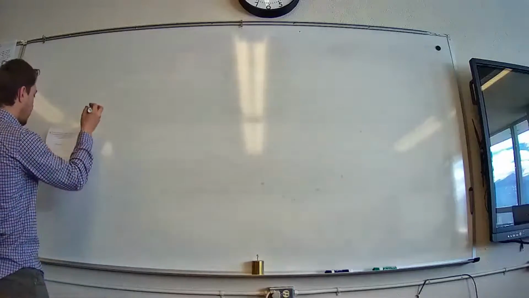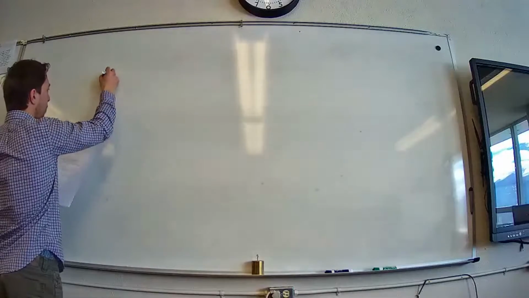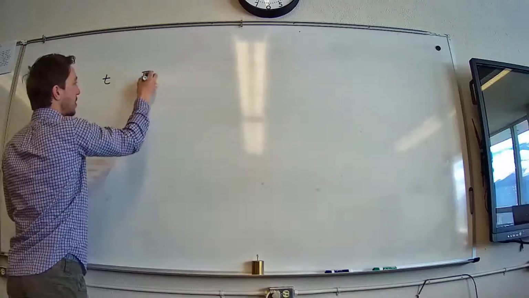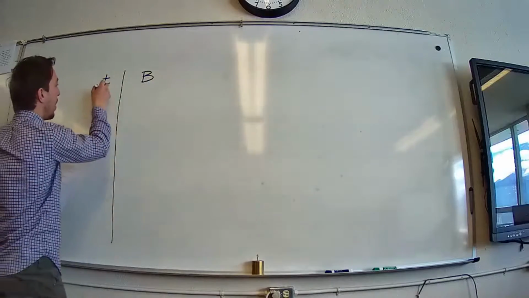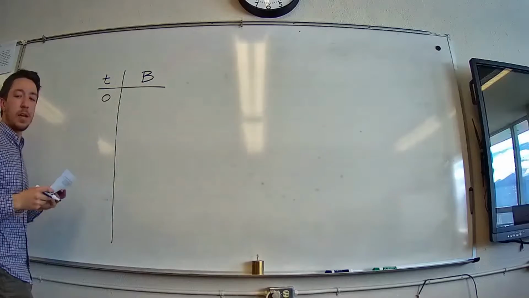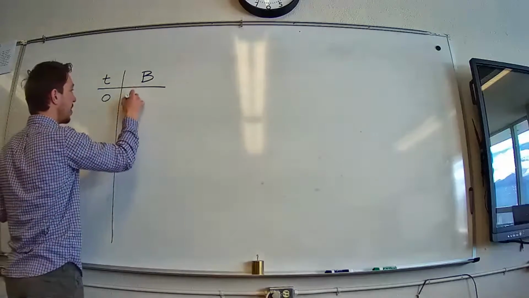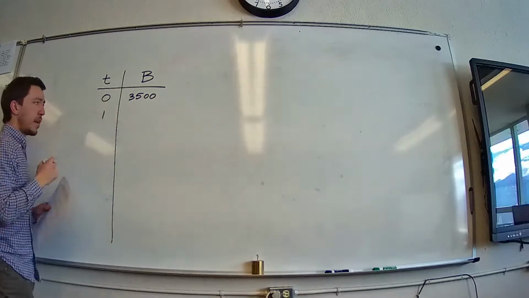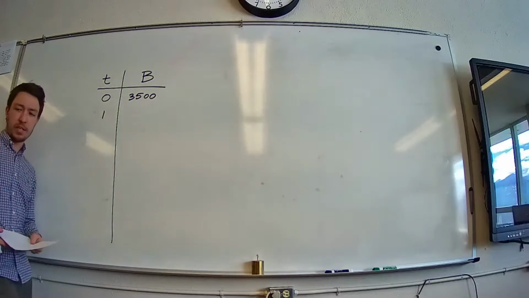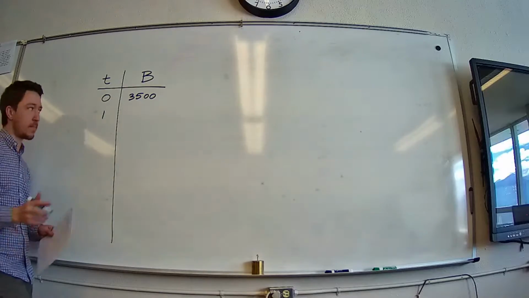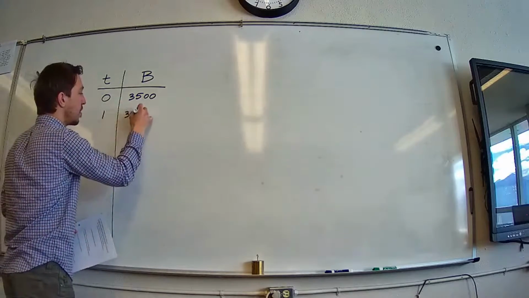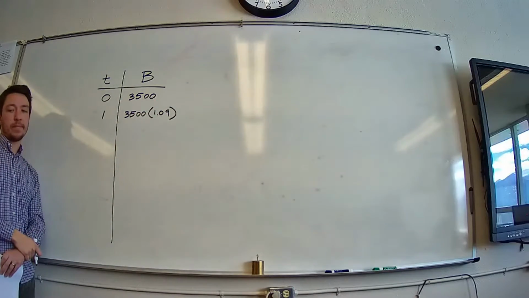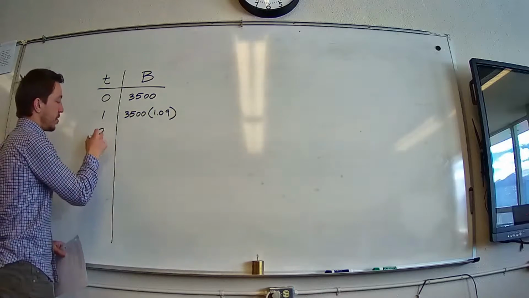Okay, Alice. Let me make a little table of values here. Here's time. Here's Alice's account balance, B for balance. How much does she have at time 0 when everything starts? 3,500. Good. Now, after 1 year, how will I calculate how much money she has? 3,500 times 1.09, right? Does everyone feel okay about that? Yeah. How about after 2 years?